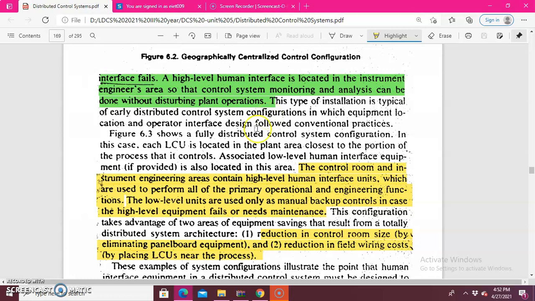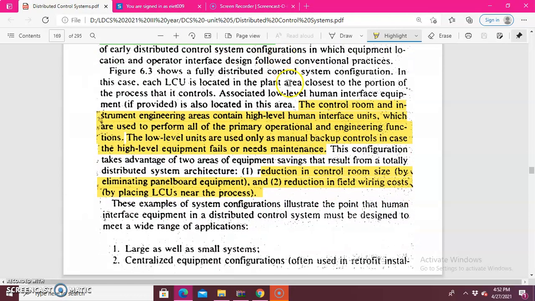And the next one is about fully distributed. Here we have LCUs located in the plant area and close to the portion of the process. Not only that, they are associated with low level human interface equipment. Here the control room and the instrument engineering area contain high level interfaces used to perform all the primary operations and the engineering functions. Not only that, in any failure, some of the units will act as a backup, so they will maintain the operation.